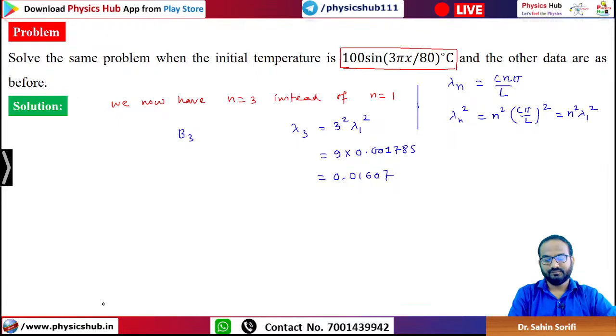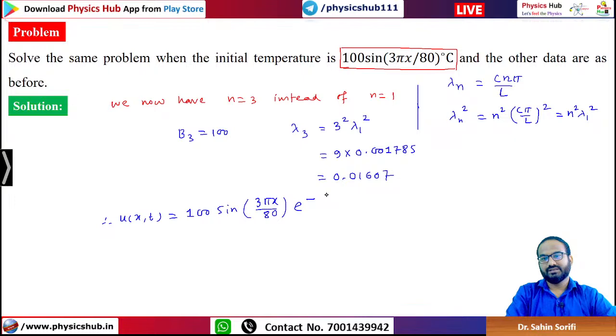Okay, so what will be the solution? B3 is now 100, right? So your u of x,t will become 100 sine, instead of pi x by 80, this will be 3 pi x by 80, e to the power minus lambda 3 square into t. So minus 0.01607 into t.